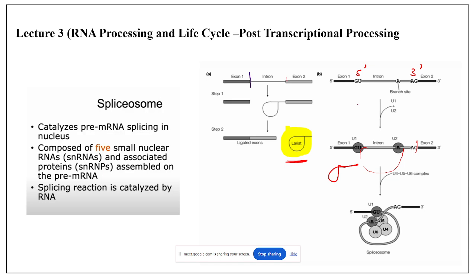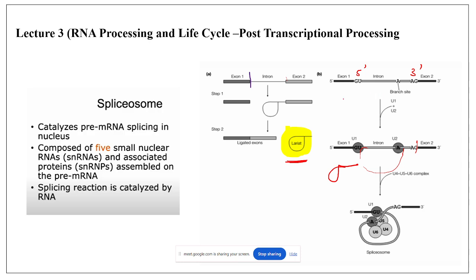So GUAG. Whenever you are learning about the spliceosome complex and the mechanism of how splicing takes place, it is important to remember these three things: GU at the 5' end, AG at the 3' end, and at the branch site you have A. So GUAG is typically conserved when we talk about splicing.